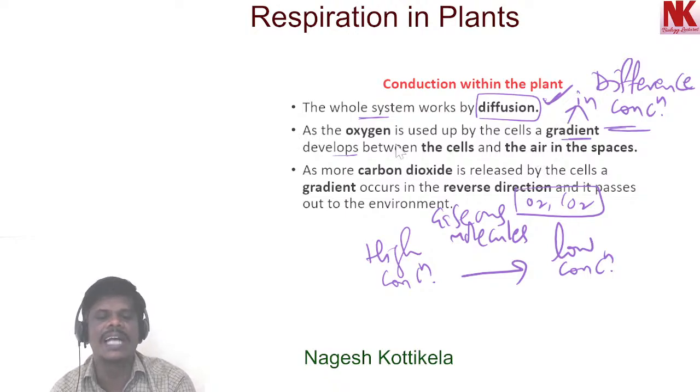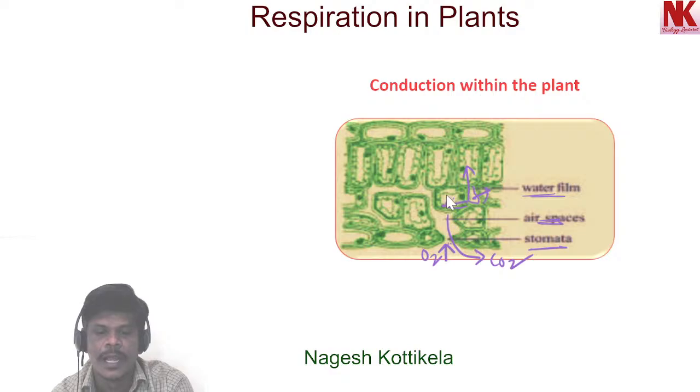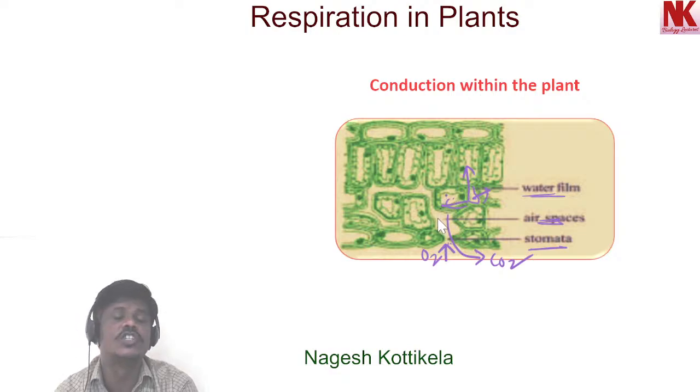So as the oxygen is used up by the cells, a gradient develops between the cells and the air in the spaces. If you look here again, between the cells and the air space, a gradient is developed.